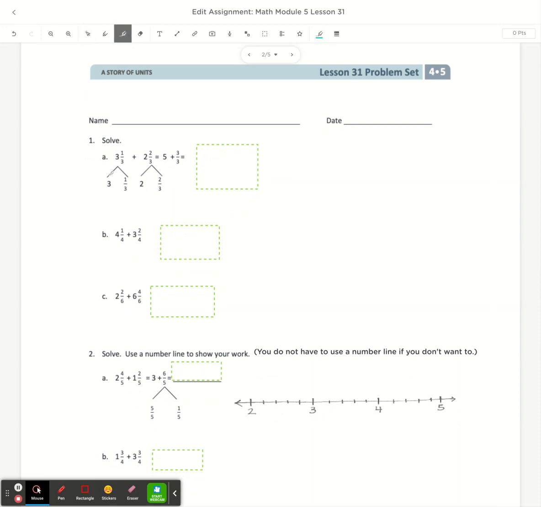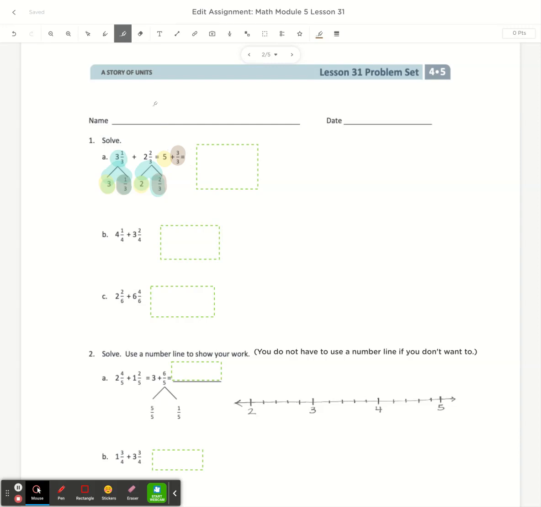So what they're going to do is start off by breaking apart that mixed number into a whole number and a fraction. And same with our second mixed number. Again, they're going to break it up into a whole number and a fraction. Then they took those whole numbers, 3 and 2, and added them together to get 5, and then they added the fractions together, so 1/3 plus 2/3 to get 3/3.